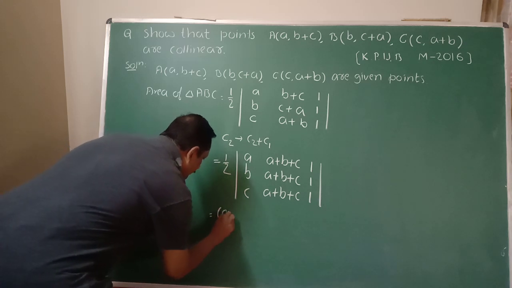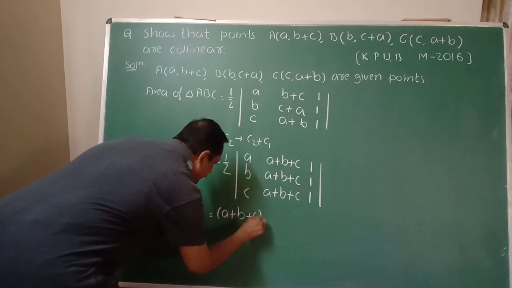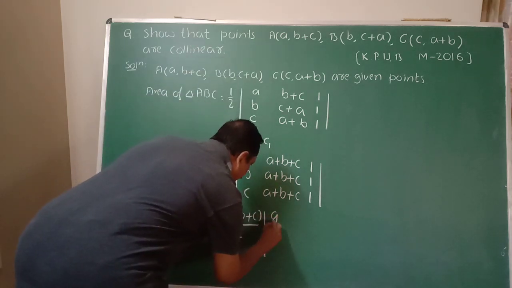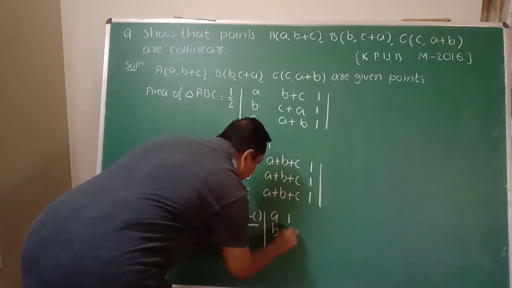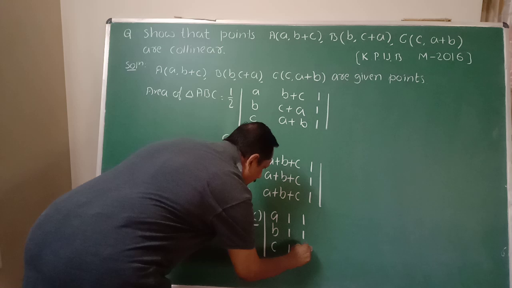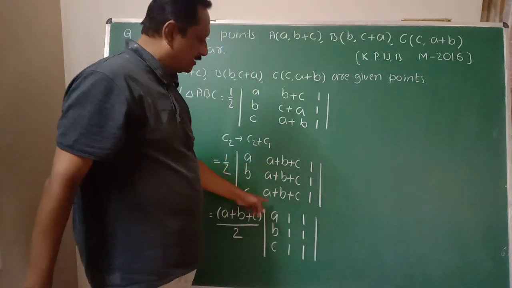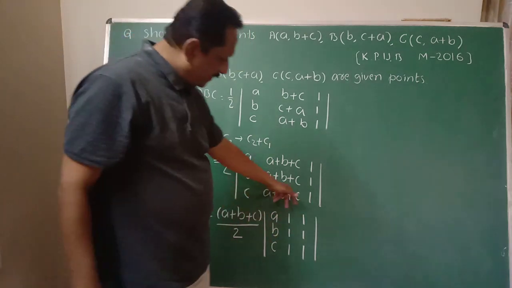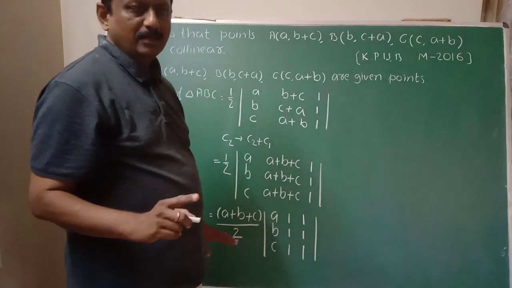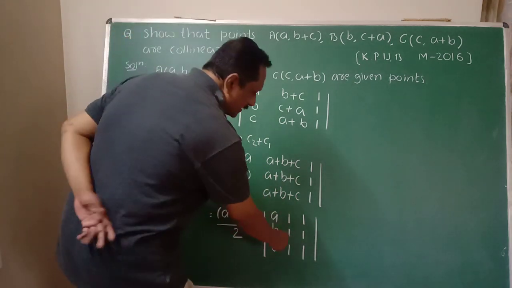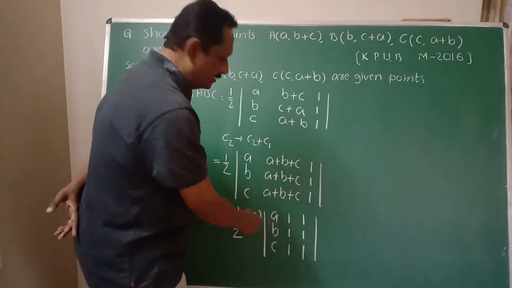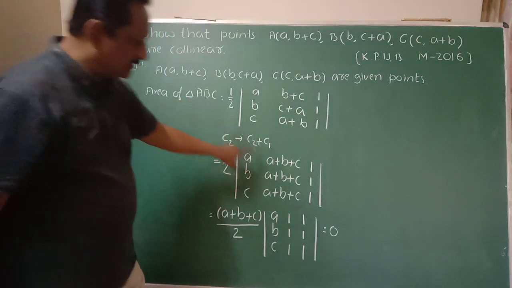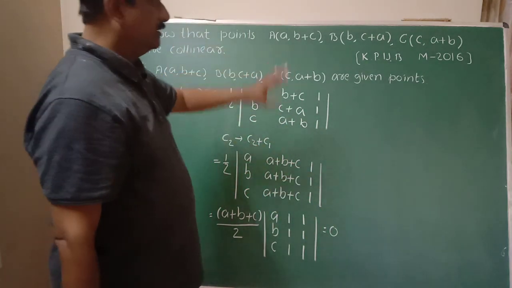Therefore, this equals (a+b+c) divided by 2 into the determinant with first column elements a, b, c, second column 1, 1, 1, and third column 1, 1, 1. There is a property: if two columns or two rows are identical, then the value of the determinant is 0. Here two columns are identical, so the value of this determinant is 0, and 0 into anything is 0. So the area of the triangle is equal to 0, which means the points are collinear.